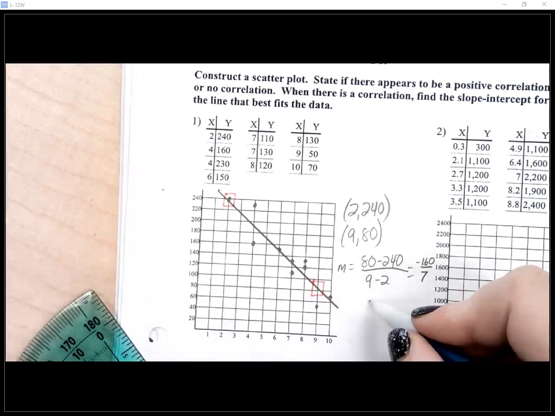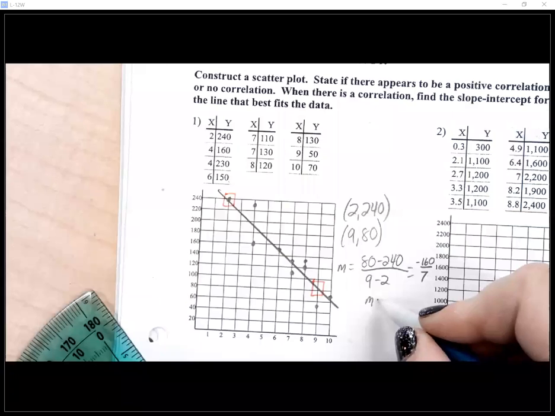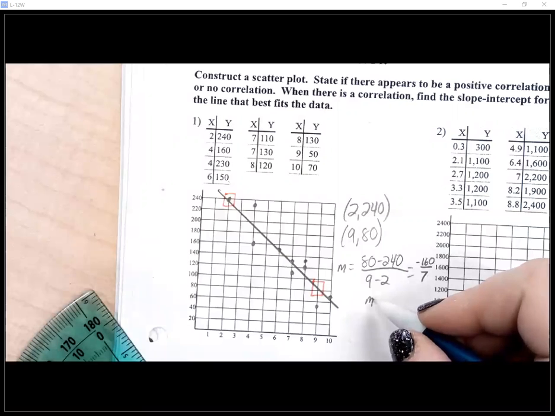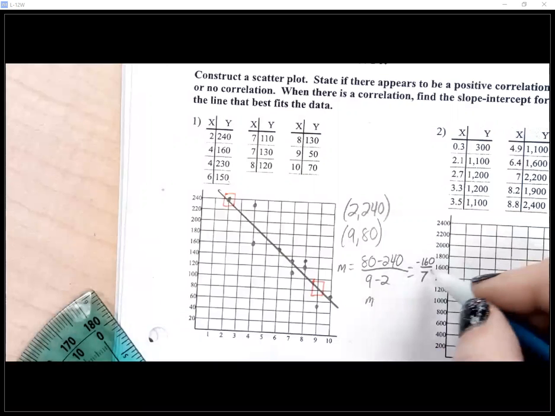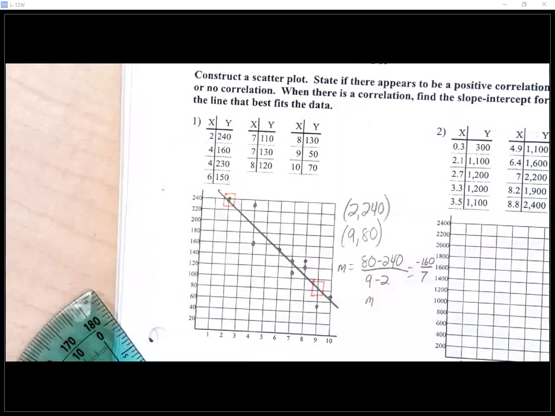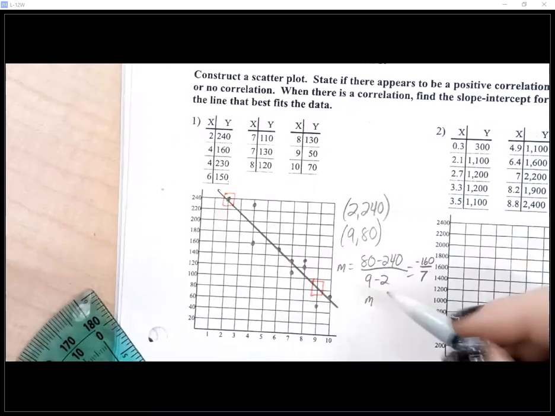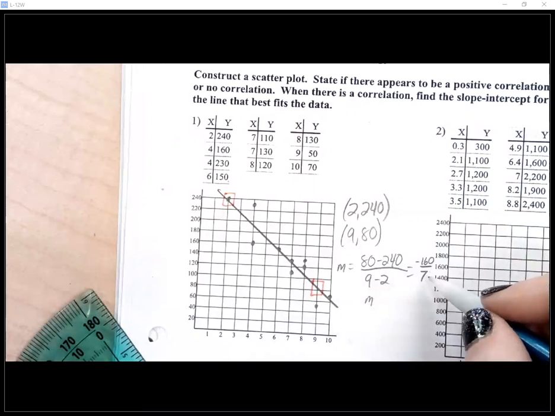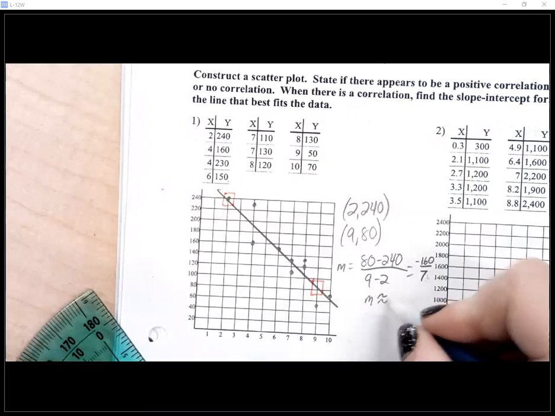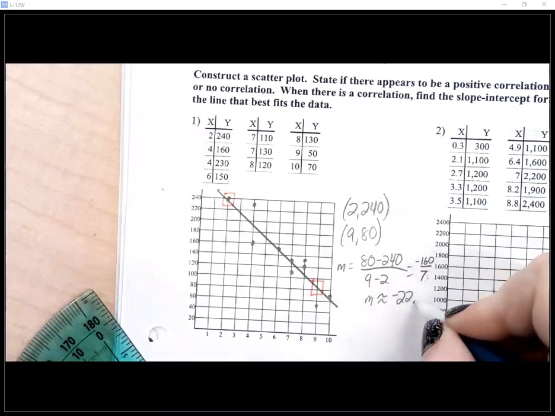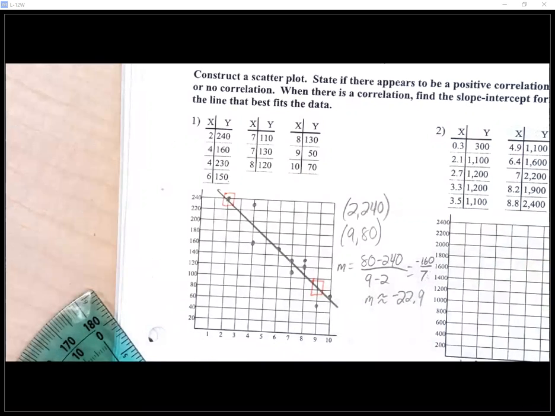I hesitate with changing it to a decimal before I'm done, because I don't want to use a rounded answer to figure out the rest of it. You know what I mean? So if I leave it as a fraction, it's going to be more accurate. But I also want to just make sure that we're all kind of in the same ballpark of each other. So if you turn this into a decimal, mine is negative 22.9. So grab a calculator and turn yours into a decimal. So I'll just put what mine is approximately, negative 22.9. We're not all going to get negative 22.9, but we should all be relatively close to each other.